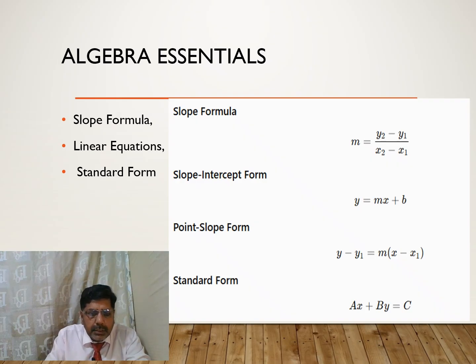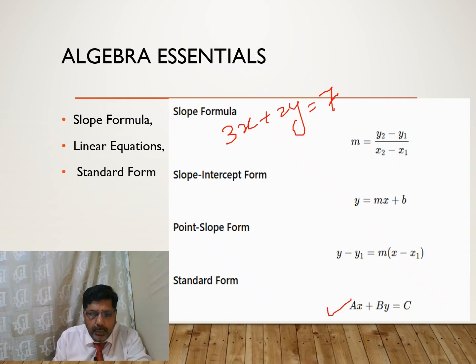One of the most important topics on the SAT is linear equations. For example, 3x plus 2y equals 7. This is the standard form of the linear equation. From the linear equation, we can derive the slope of the line, so we can have the slope intercept form. This is the slope intercept form.